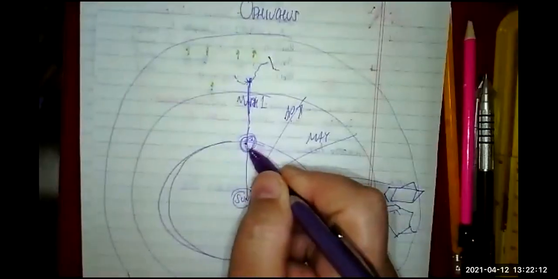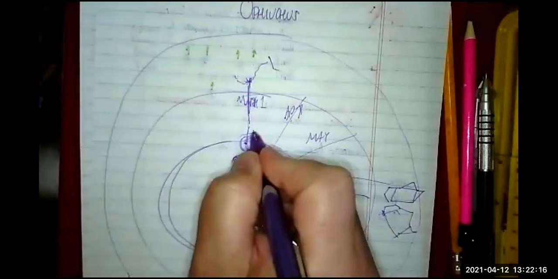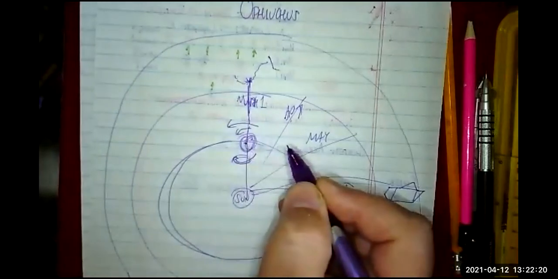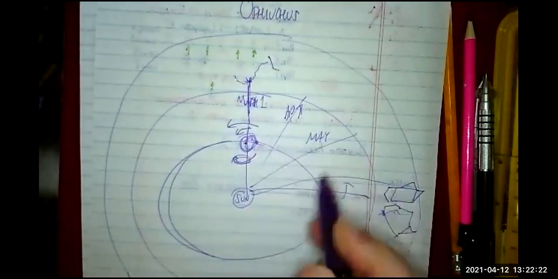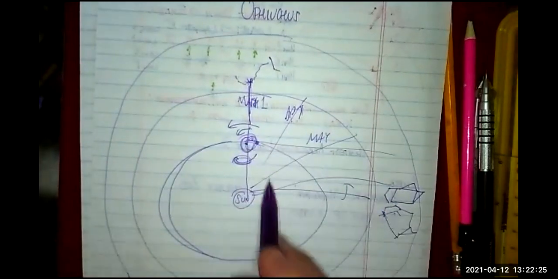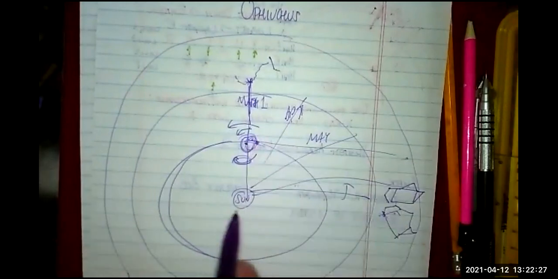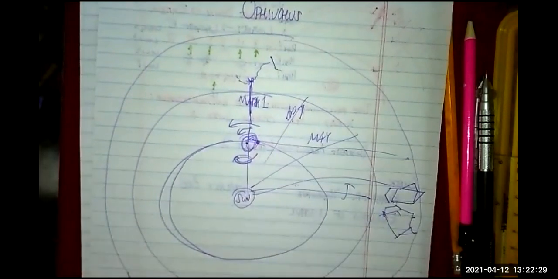Directly overhead at sunset, of course, the Earth is, well, actually, the Earth is orbiting this way, right? And that means the Earth is rotating this way as well. So sunset would be right here, and it would be not this constellation, but down here, it would be this constellation, Sagittarius, like she said.